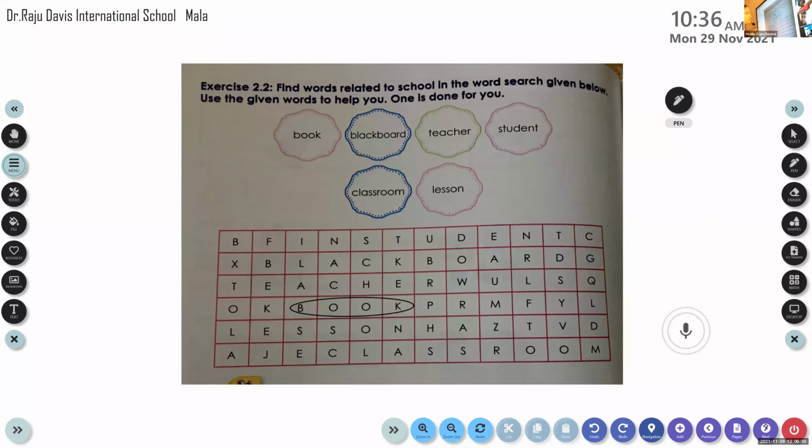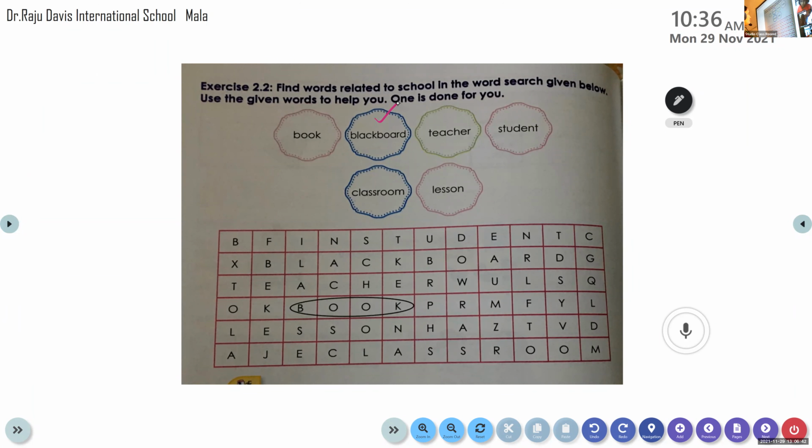Adon, unmute. Thank you. Read the second word, the one that I have put a tick mark on now. B L A C K. I want you to read the complete word, my dear. Please read it. B L A. Blackboard. Say it clearly. Blackboard. Yes, very good.